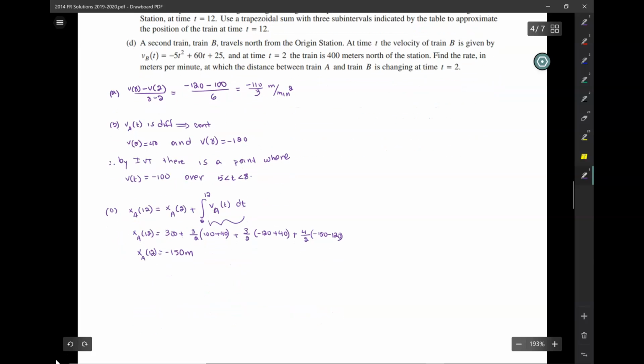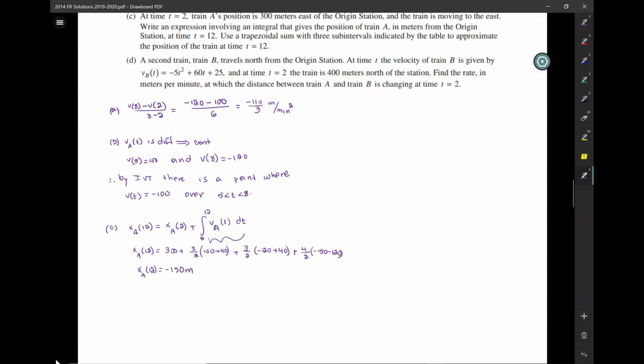All right. Part D. A second train B travels north from origin station. At time t, the velocity of train B is given by this function v of b. And at time t equals 2, the train is 400 meters north of the station. Okay. So it says to find the rate in meters per minute at which the distance between train A and train B is changing at t equals 2.